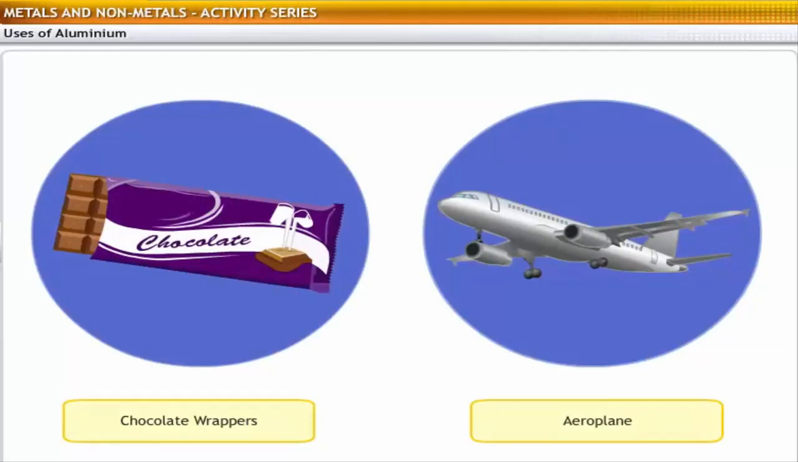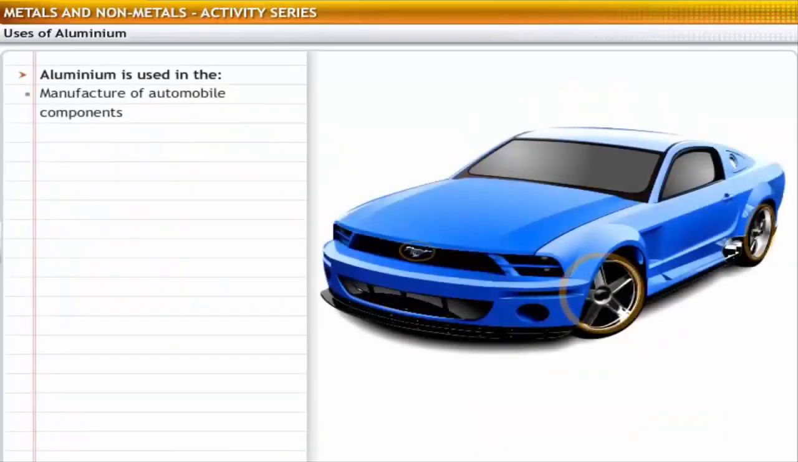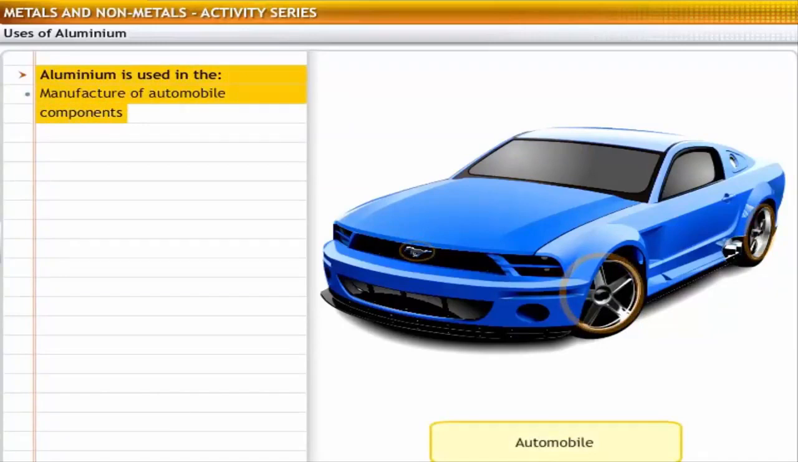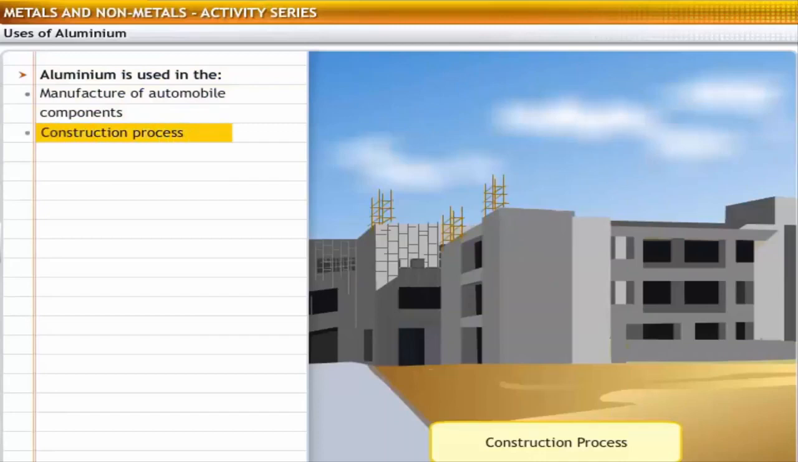Aluminium is used in a wide range of products, from chocolate wrappers to sophisticated aeroplanes. Let's take a look at some of its common uses. Aluminium is widely used in the manufacture of automobile components because of its strength and relatively lighter weight. In the construction process due to its high tensile strength.